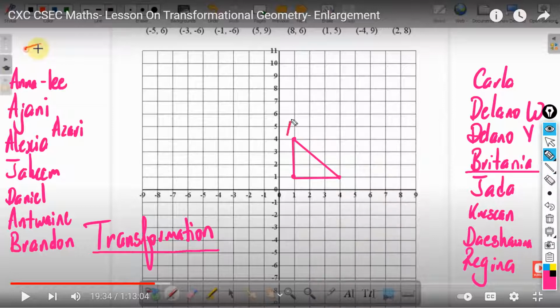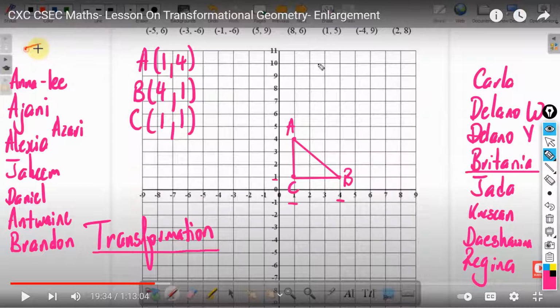So this is the first point. This is A, this is B, and this is C, right? If we look at the points now, let me put A first. A is 1 for the x-axis, 4 for the y-axis. So 1, 4. B is 4 for the x-axis, 1 for the y-axis. So B is 4, 1. And C is 1, 1, right?